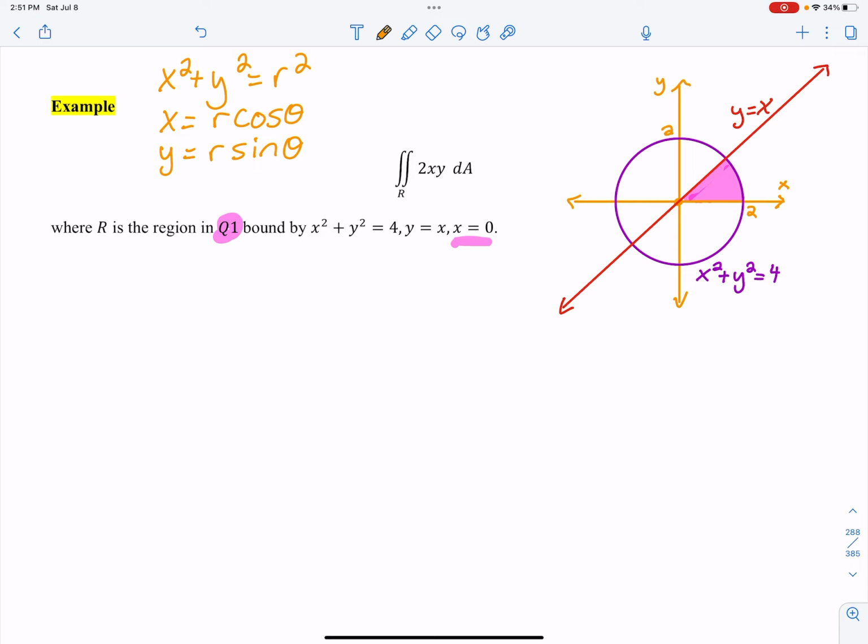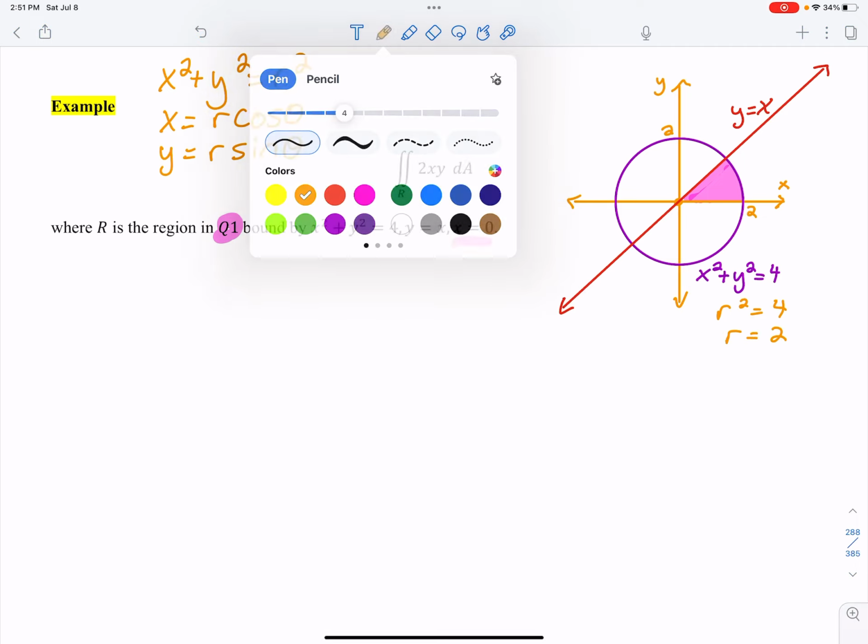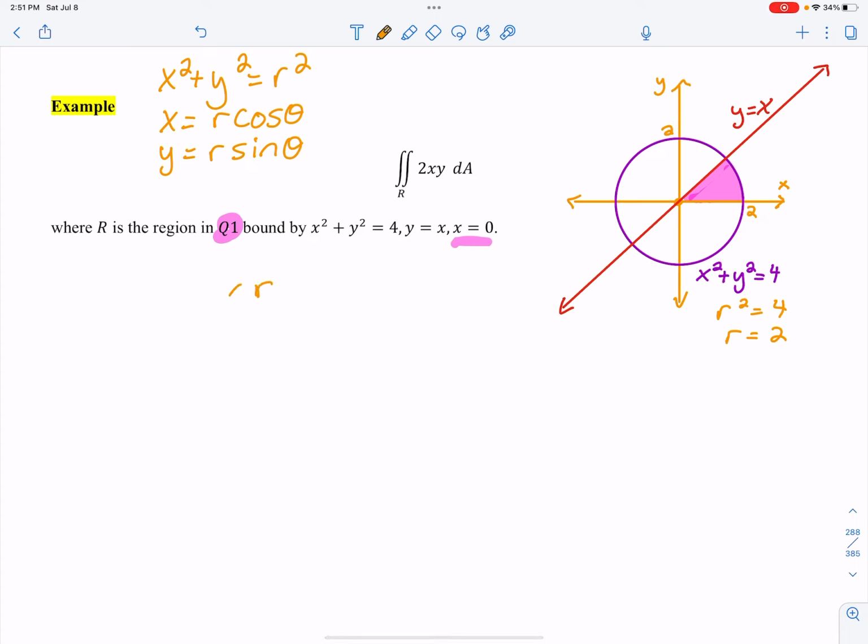Okay, so this circle, x squared plus y squared equals 4, ends up being r squared equals 4, which tells me r is 2. Now, for my bounds, I like to write these before I start. I like to say r is between what, and theta is between what.